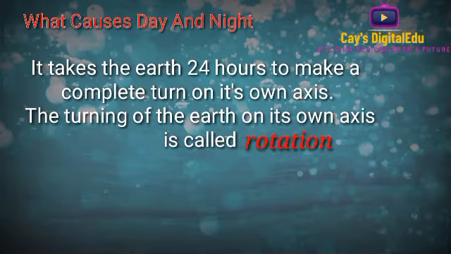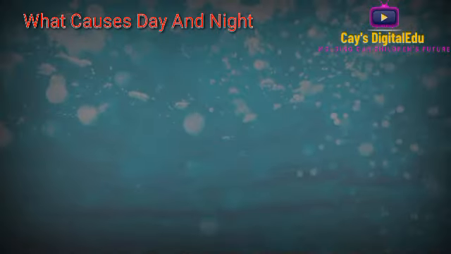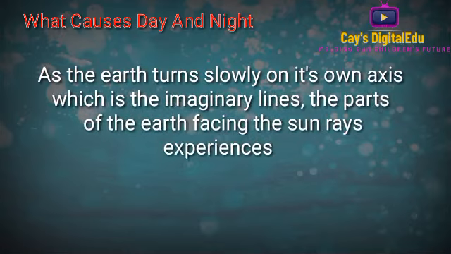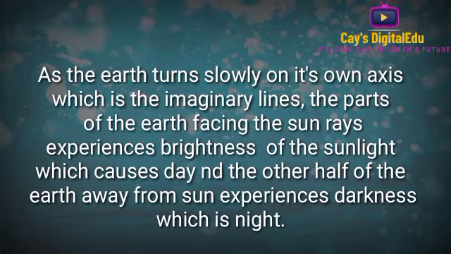It takes the Earth 24 hours to make a complete turn on its own axis. The turning of the Earth on its own axis is called rotation. The rotation of the Earth causes day and night. As the Earth turns slowly on its own axis, which is the imaginary line, the part of the Earth facing the sun rays experiences brightness of the sunlight, which causes day, and the other half of the Earth away from the sun experiences darkness, which is night.